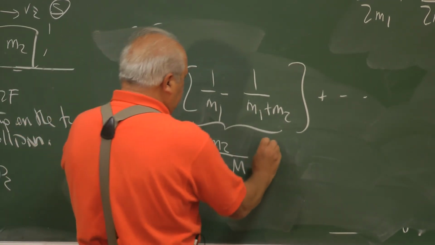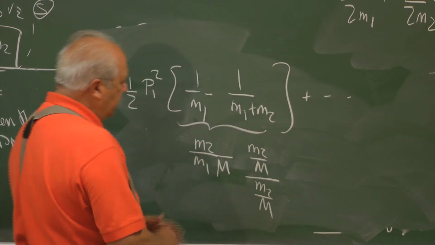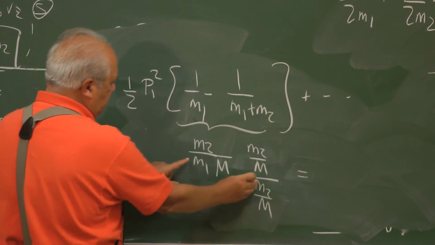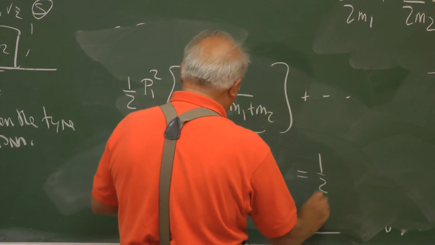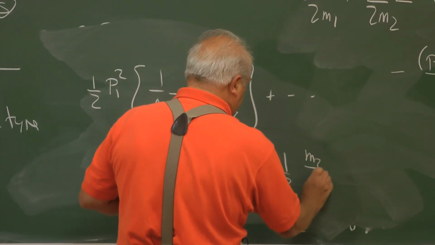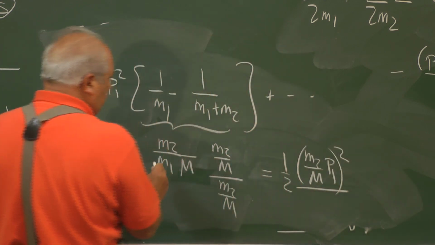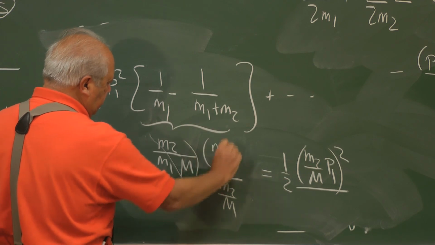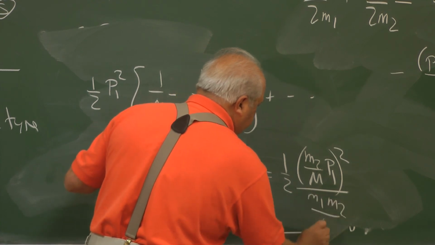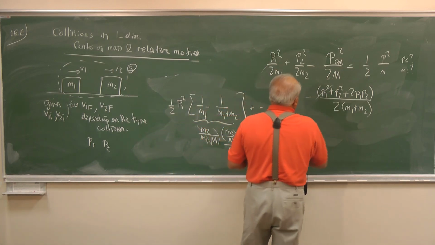Let me multiply by M2 over M and divide by M2 over M. Namely, I multiplied by 1. And let me write this thing equals to this thing times that. 1/2 M2 over M P1 square divided by, so I took M2 over M and I took M2 over M. What is left is M1 M2 over M. This is that term and that term.